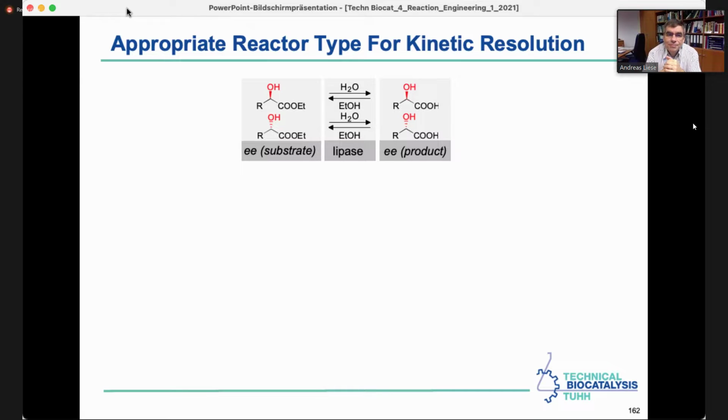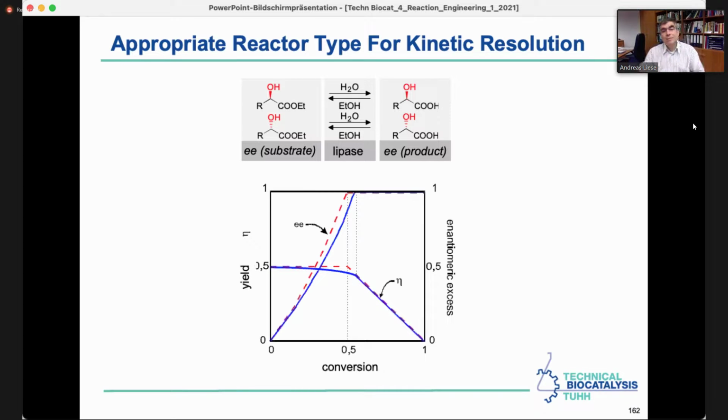Now, coming back here, that's our standard example from the hydrolase reaction with lipase. So we have a chiral hydroxy ester, which has an enantiomeric excess for the substrate. With water in the forward reaction, we are catalyzing the hydrolysis, catalyzed by lipase, forming a product which once again has enantiomeric excess.